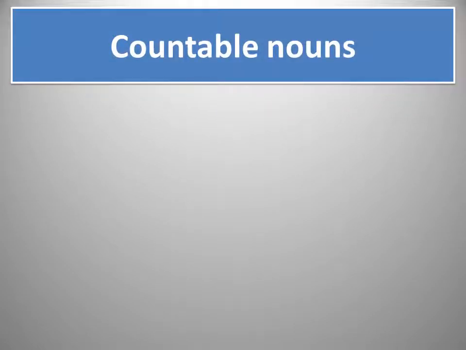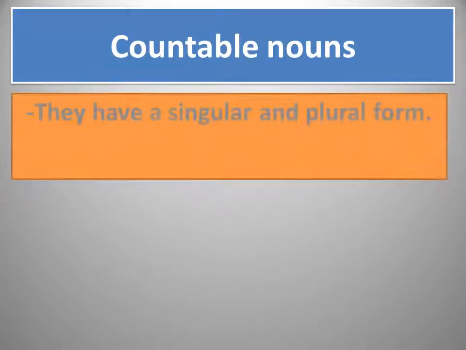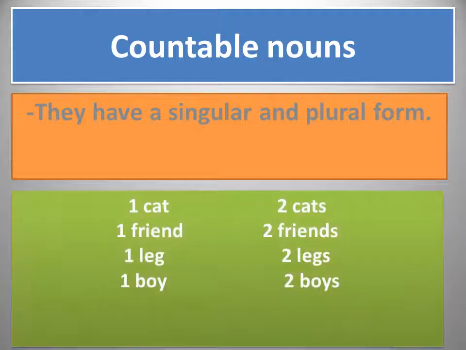Okay. Countable nouns have singular and plural form. Like, we have to say 1 cat and 2 cats. This is singular and it will be plural. Like 1 friend and it will be 2 friends. We will add here S. 1 leg, it will be 2 legs. 1 boy, it will be 2 boys.